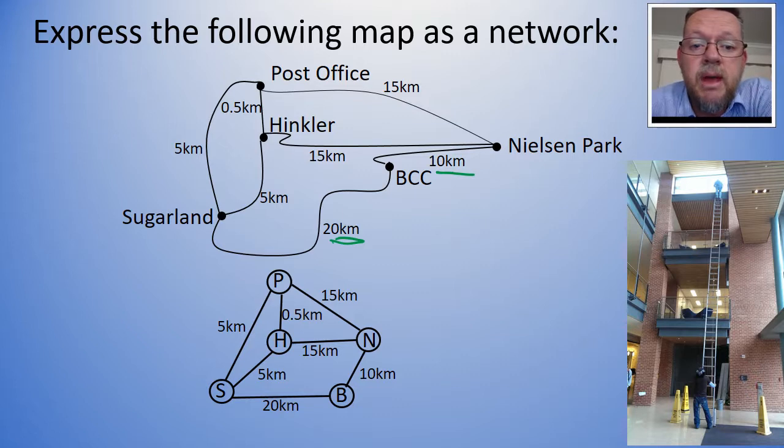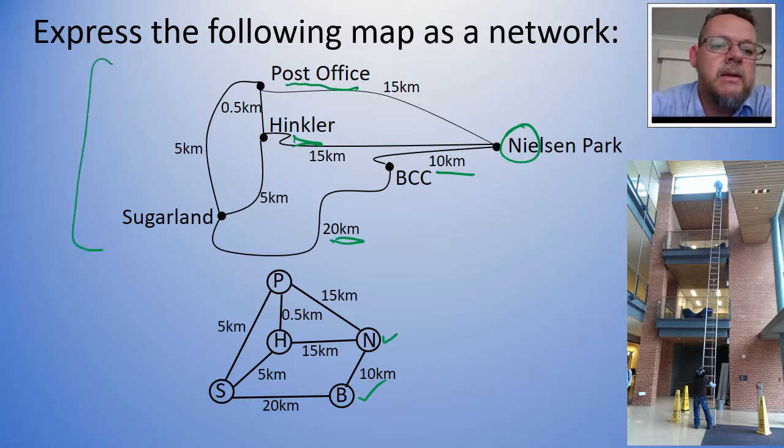10 k's down through Bargara to get to Nielsen Park, and Hinkler Shopping Centre is probably about 15 k's away, and the post office further into town as well. Now we can draw that much simply by, first of all, giving each node a letter. So we've just nicked the N off Nielsen's Park, and we've nicked the B of BCC, and so on. And we've simplified this diagram. And so that helps us to express all the detail in the map in a simple network.